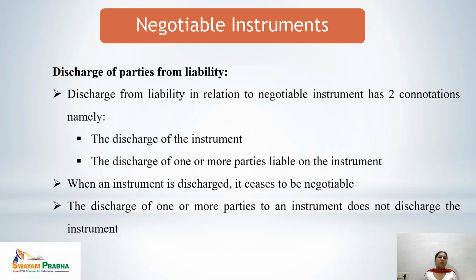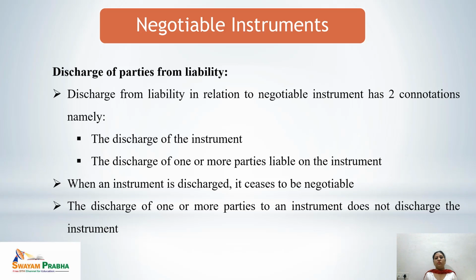So next we come to discharge of parties from liabilities. When we say that a party to the negotiable instrument is discharged from the liability, it has two connotations. One is the discharge of the instrument. Second is the discharge of the parties. The discharge of the instrument is the discharge of one or more parties liable on the instrument. When an instrument is discharged, it ceases to be negotiable.